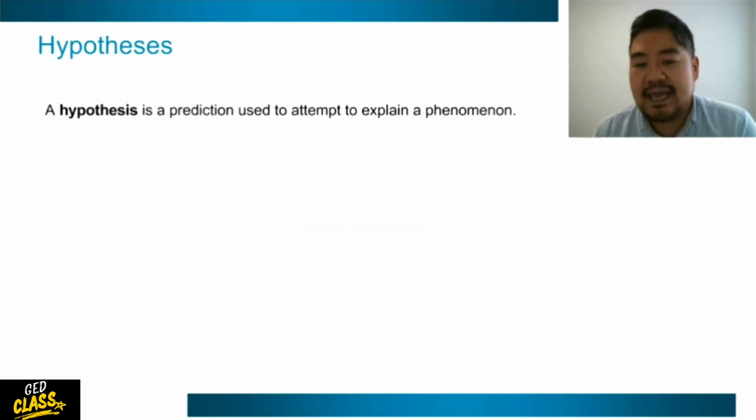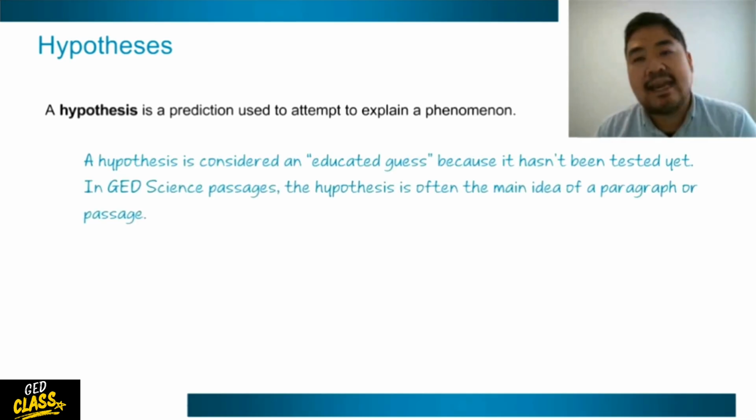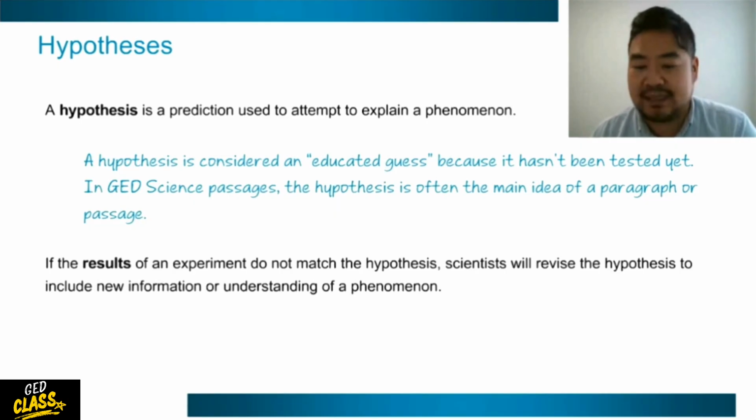Now, a hypothesis is a prediction that's used to explain the phenomenon. So once you've observed a phenomenon and you've asked yourself a question about that phenomenon, the next step is the hypothesis, making a prediction that you think would explain how that phenomenon works. Now, a hypothesis is essentially an educated guess. An educated guess simply because it hasn't been tested yet. Now, when you see these in GED Science passages, the hypothesis is almost always going to be the main idea of a paragraph or the main idea of the passage overall. So look for that hypothesis. Look for what the scientist is saying as the educated guess to explain the phenomenon.